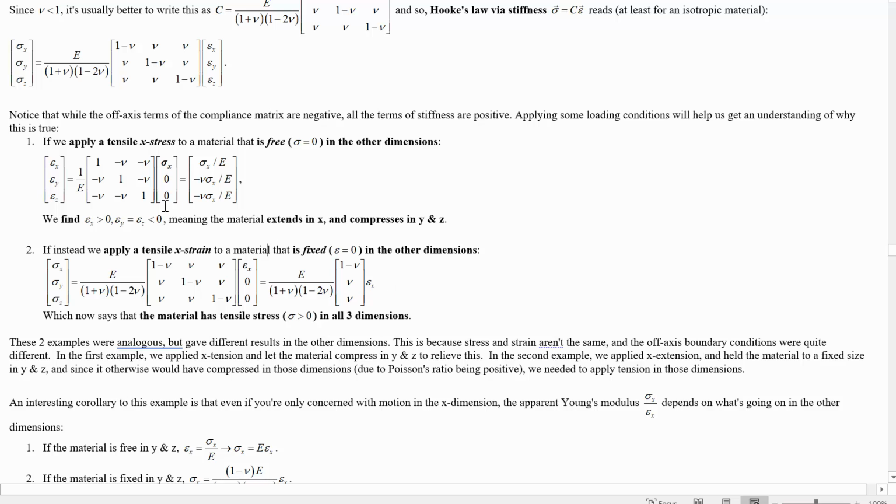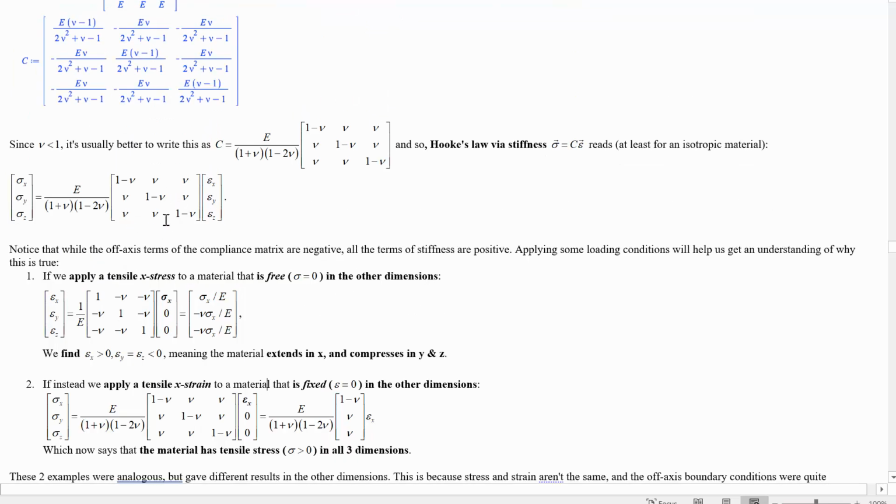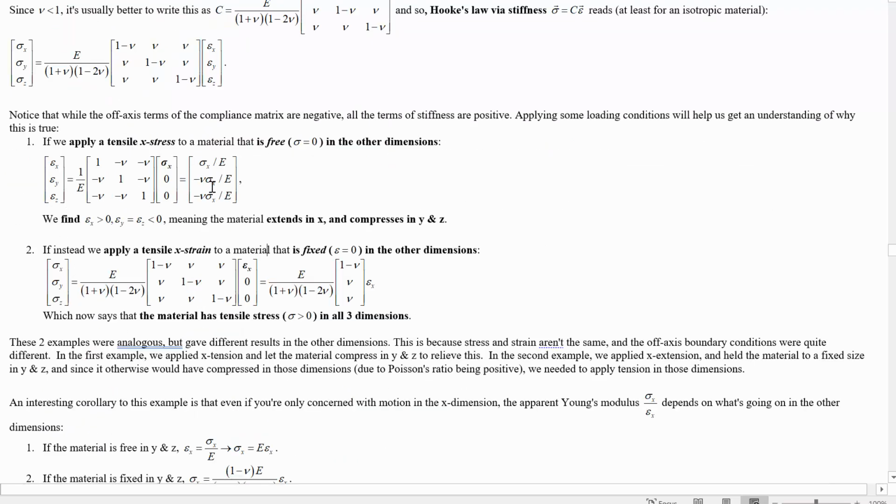And that kind of makes sense, right? For a free object, meaning you're not applying any stresses in Y and Z no matter what happens, you just apply a tensile stress in X, you pull it apart in X, and it will compress in, it'll have a negative strain in Y and Z. So if you want to stop that, fix it to have 0 strain in Y and Z, you need to have applied a stress which would counteract that. And it ends up being, not surprisingly, positive. So you need to apply a positive stress to stop it from compressing. And this is why we end up having all positive components in the stiffness matrix, but the off-axis components are negative in the compliance matrix.